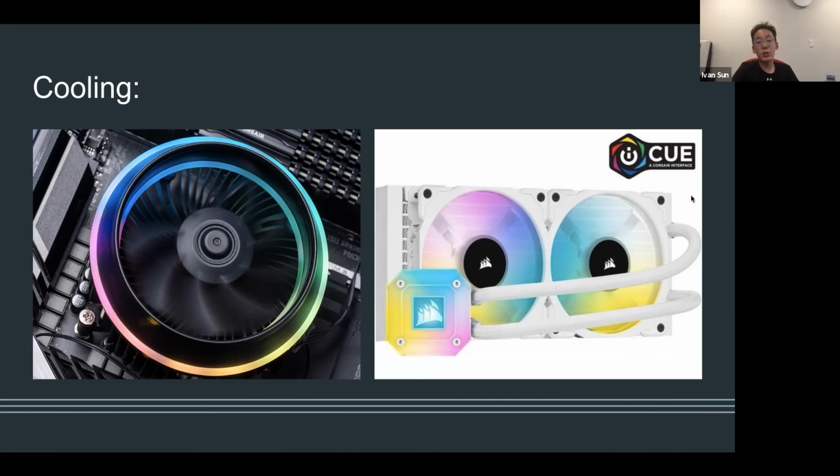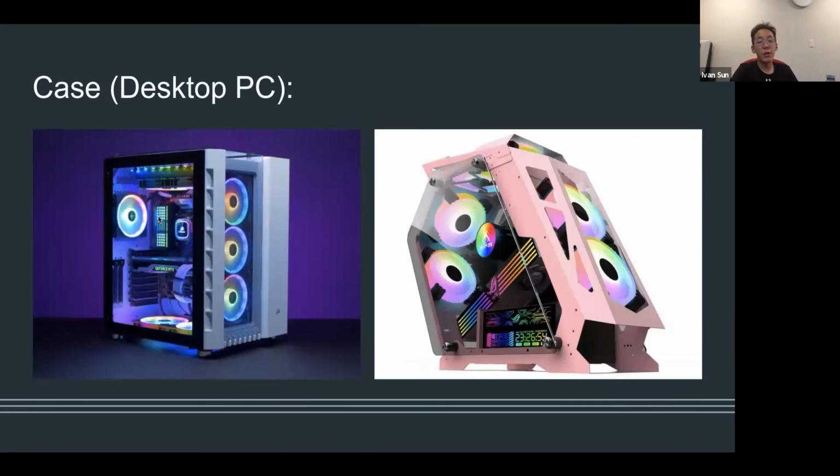For a desktop PC case, there are fans as well. As you can see, the circular things keep your computer cool too. But in a desktop PC, you need an extra thing, which is a case to hold all your components. So that's crucial as well.